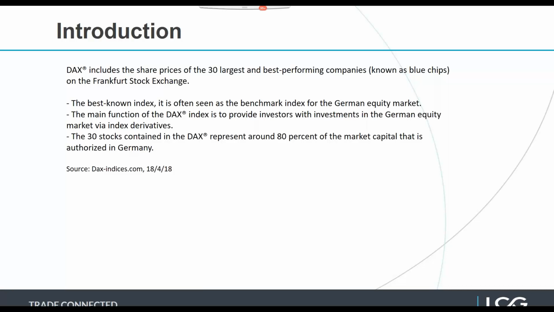The 30 stocks contained within the DAX represent about 80% of the market capital authorized in Germany. So even though it's only 30 companies, those 30 companies are so huge that they still represent about 80% of all the public equity out there in Germany. It's obviously quite a concentrated set of companies that dominate Germany, but that's not unusual. It's similar in the likes of the UK, or to a lesser degree the US, because it's such a huge economy, but a lot of the European countries as well.